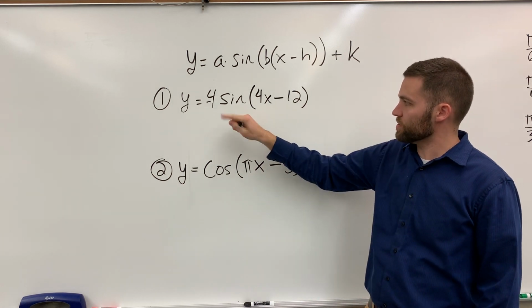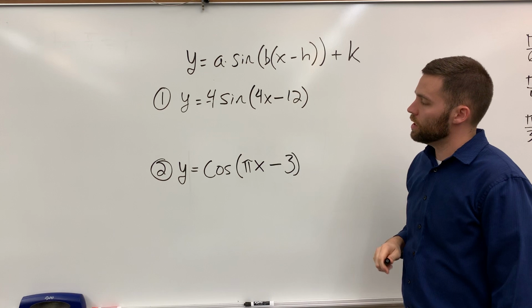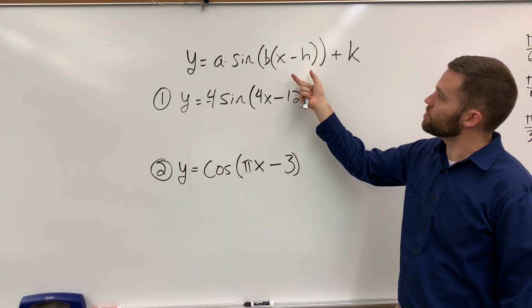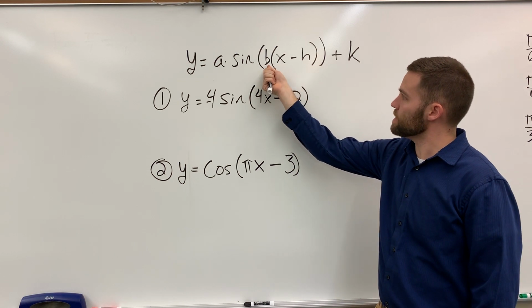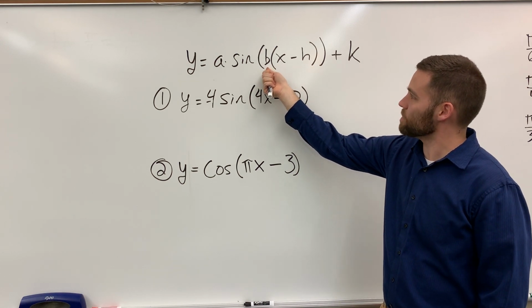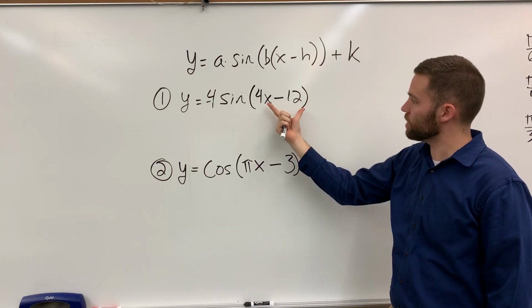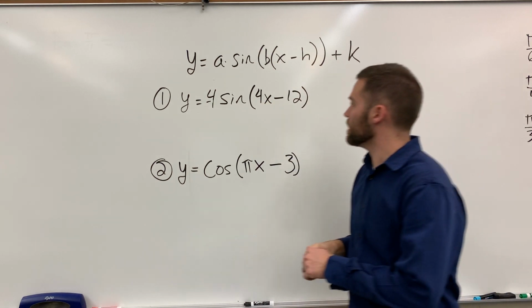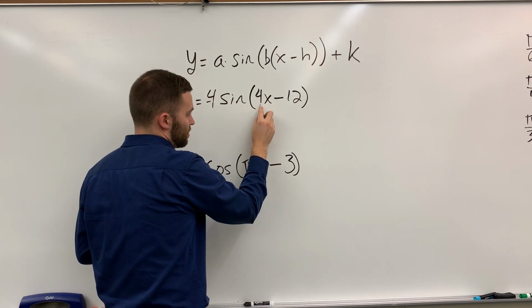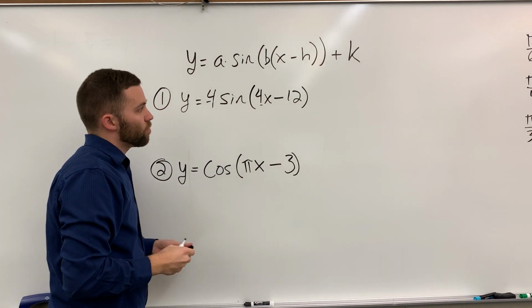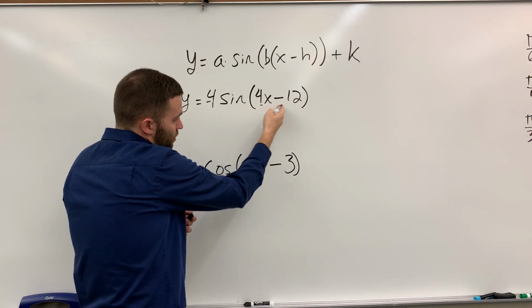So here we have -4 sine (4x minus 12), and this is not quite in standard form. It needs to look like this: a b value, some number, times the quantity x minus h. So what I'm going to do is take whatever number is in front of the x, which looks like it's the b value. It is the b value actually. And we're going to factor that out of both terms here.